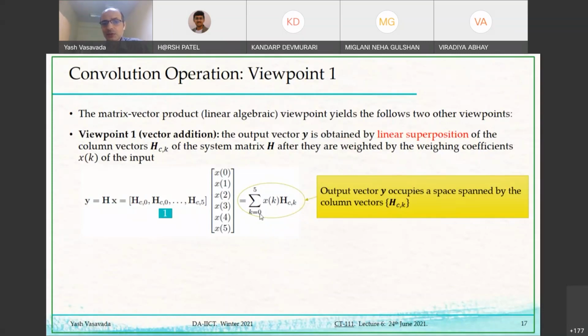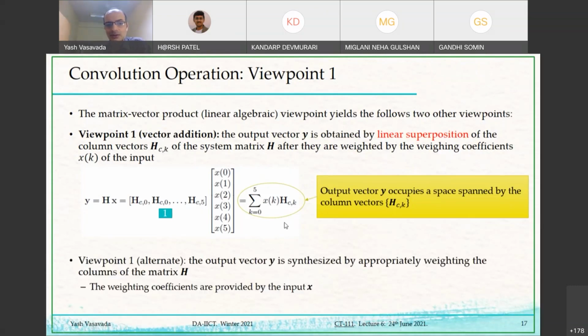And then finally, this linear superposition viewpoint can be thought of additionally as what? Who can tell me? Based on what we have done 2 lectures back. Synthesis, sir. Exactly. So Somin gave the right answer right away. So this can also be thought of that the vector y is getting synthesized by the columns of H matrix. Synthesis coefficients are this input vector coefficients.